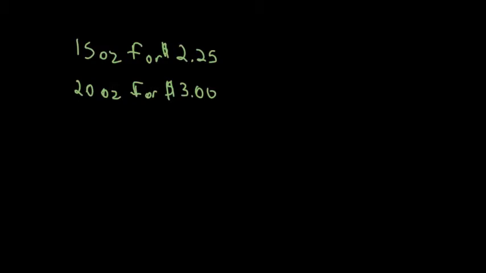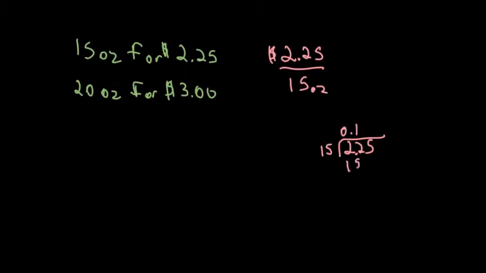So your price is going to go on top of your ratio. So I'm going to have 225 over 15 for my first ratio. So in order to make that a unit rate, I need to divide 225 by 15. 15 won't go into 2. Bring up your decimal. 15 goes into 22 once, which is 15. Subtract, you get 7. 15 will go into 75 5 times. So that would be 15 cents per ounce.